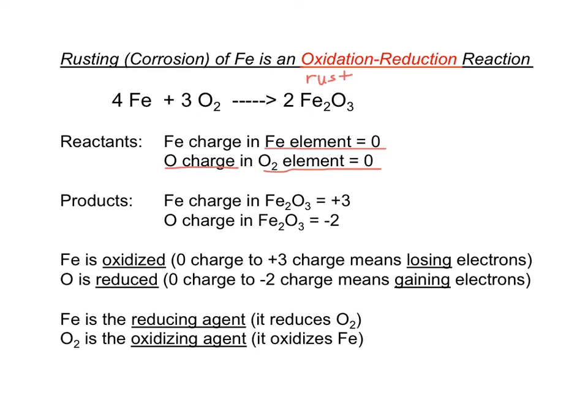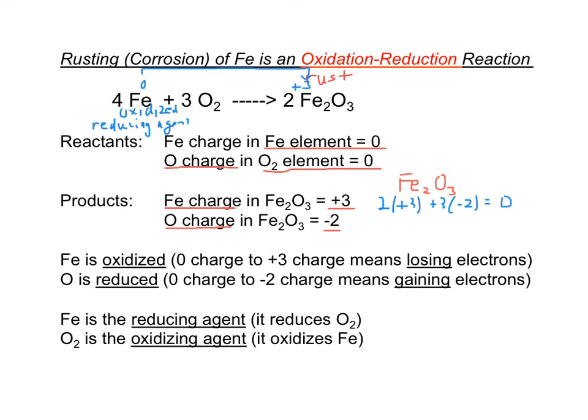But an element in a compound does have a charge. A compound is a neutral substance, so the sum of those charges should equal 0. Iron is oxidized and is the reducing agent. Oxygen is reduced and is the oxidizing agent.